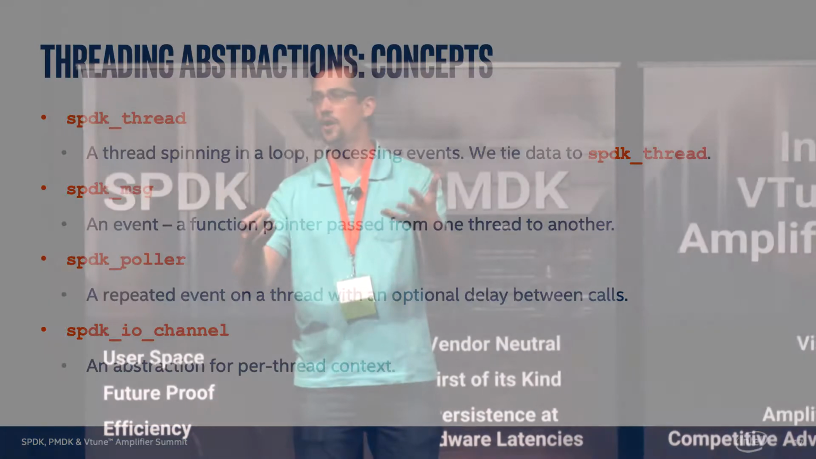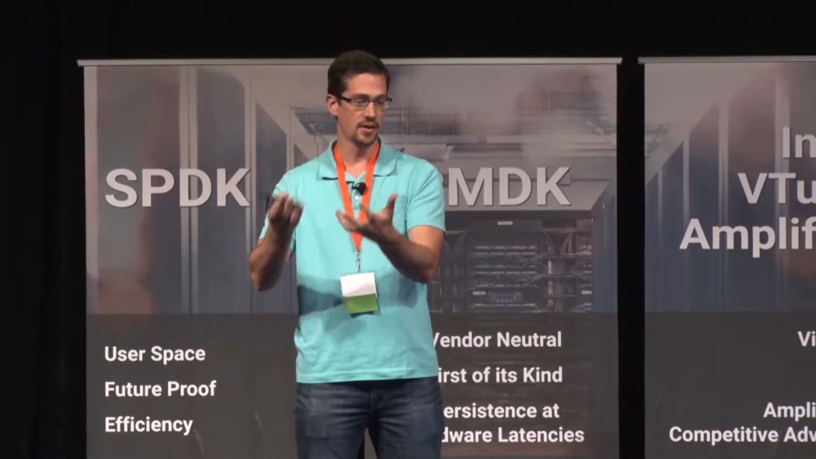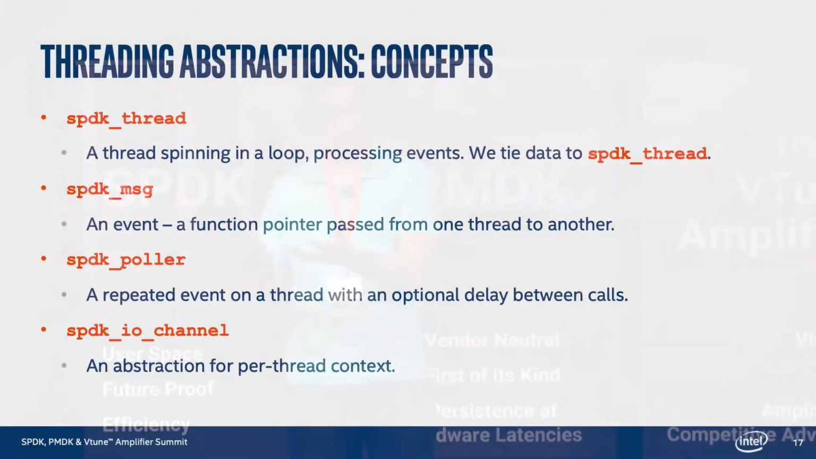That's where all of our data gets tied to threads instead of using locks. So we tie our data to threads. You can send a message to a thread. That's the second abstraction. An SPDK message is a function pointer, and you can send it to a thread. An SPDK poller, similarly, you tie it to a thread, and it just gets called over and over and over again on that thread. You can optionally specify a time delay.